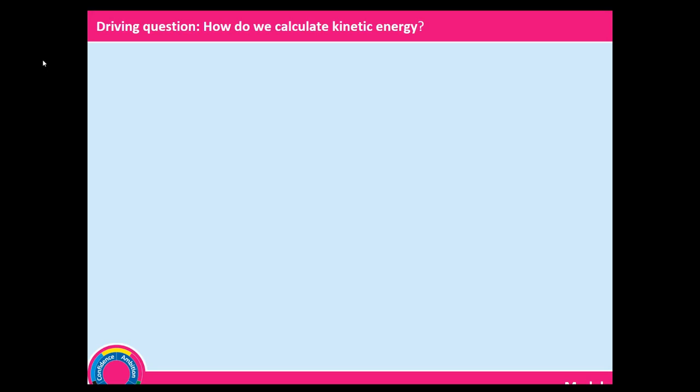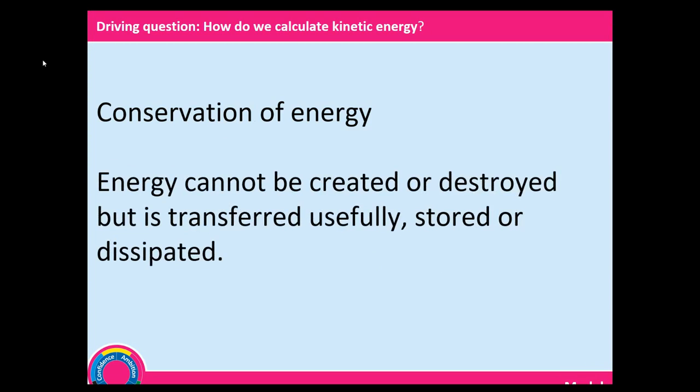Okay, we now move on to the 4th point for today's lesson, which is the loss in gravitational potential energy equals the gain in kinetic energy. We want to use the law of conservation of energy to help us understand this concept. The law of conservation of energy states that energy cannot be created or destroyed, but it is transferred usefully, stored, or dissipated.